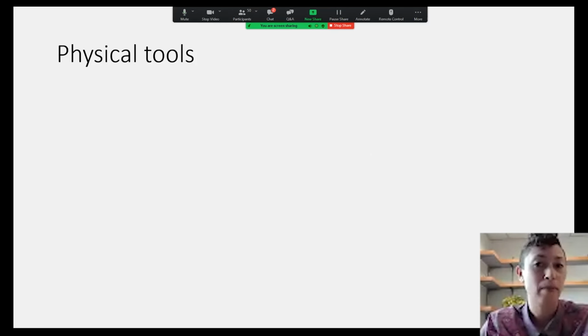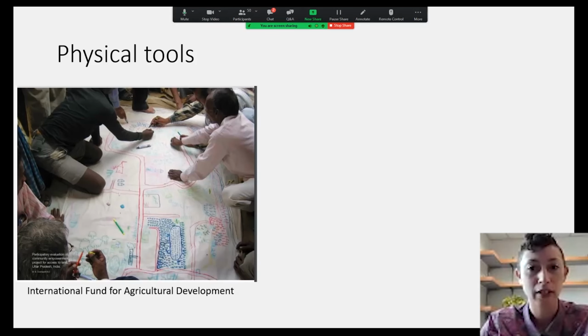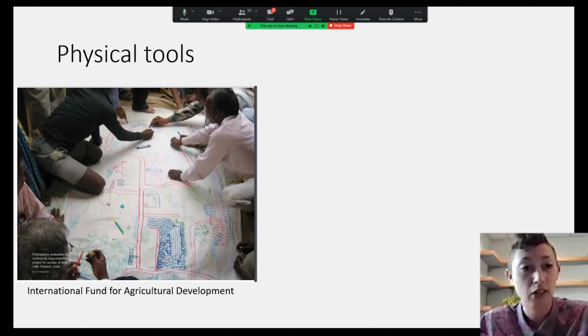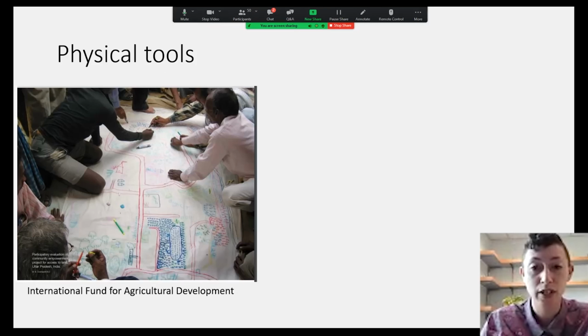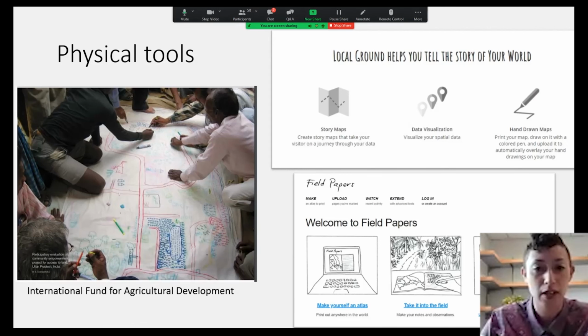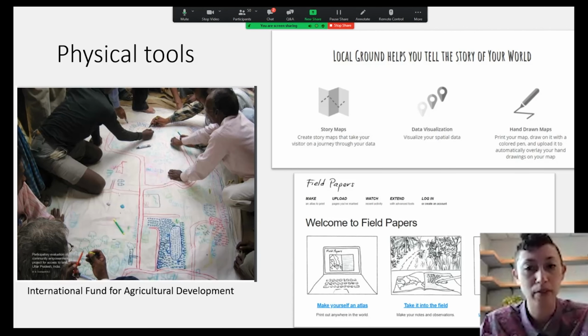Now, meanwhile, paper maps are our most common physical participatory mapping tool that we still use. I think we're all familiar with how paper maps work. I've included an example of that here on the left. But for those of you who work with historical spatial data, you know that digitizing paper maps can be a huge hassle. So fortunately, there are at least 2 initiatives that address this. I wanted to highlight Local Ground, which was developed out of UC Berkeley, and Field Papers, which was developed out of Stamen Design in San Francisco.